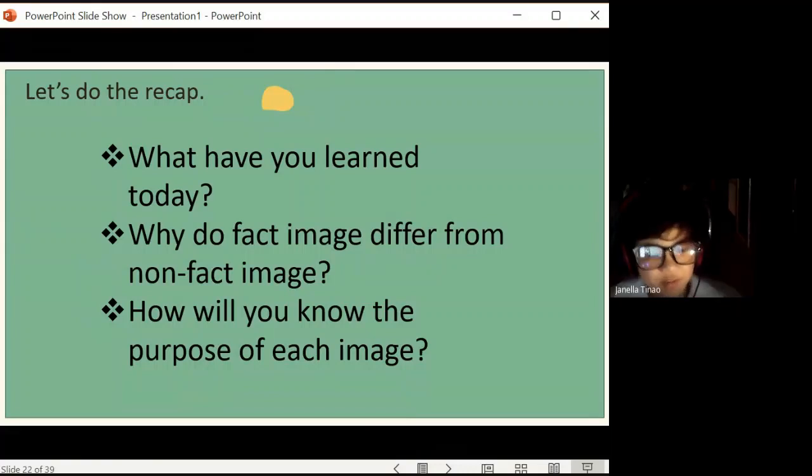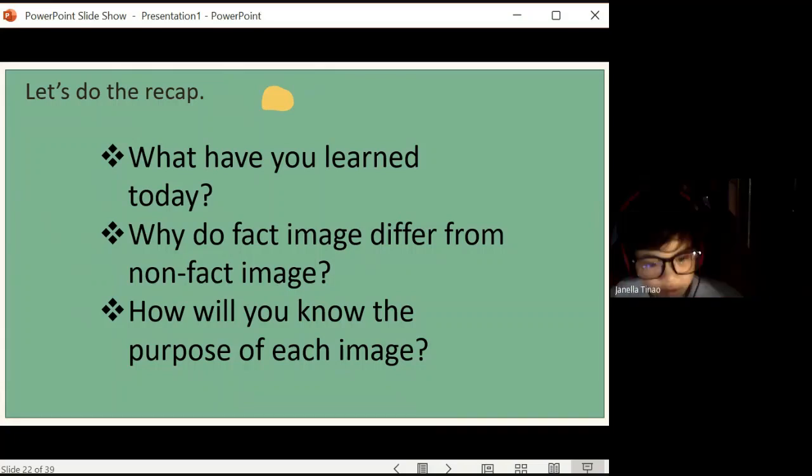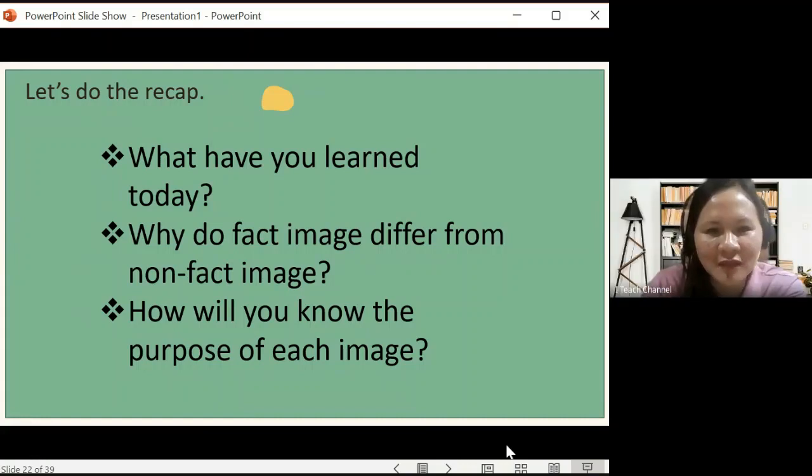Non-fact images and fact images. Okay, please raise your hand. Janella. I learned today the non-fact images and fact images. All right, very good. Why do fact images differ from non-fact images?